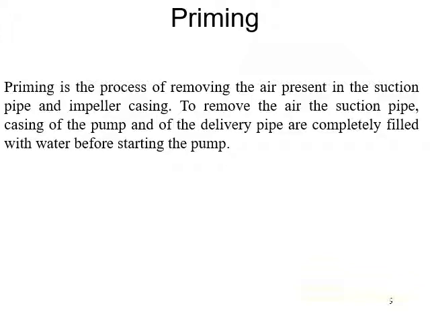Next, what do you mean by priming? Priming is the process of removing the air present in the suction pipe and impeller casing. To remove the air, the suction pipe, the casing of the pump and the delivery pipe are completely filled with water before starting the pump. That is called the priming operation.